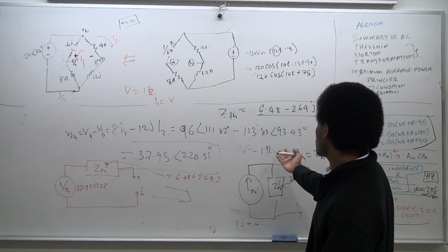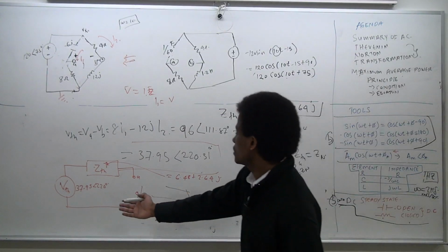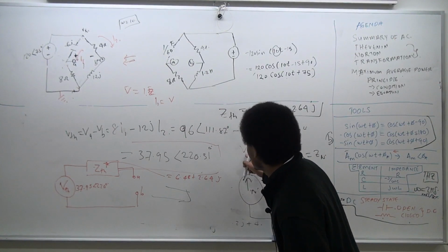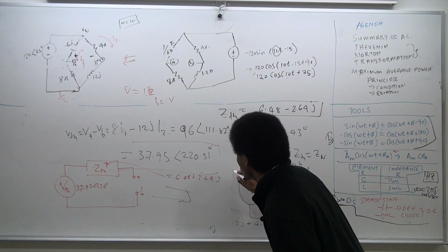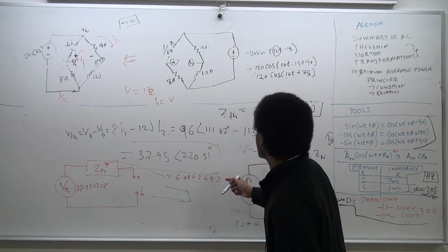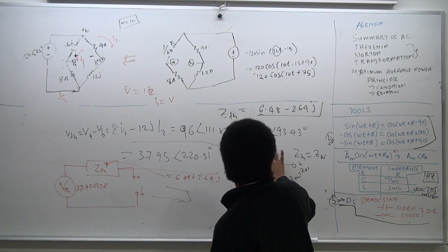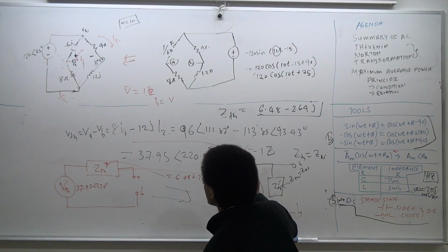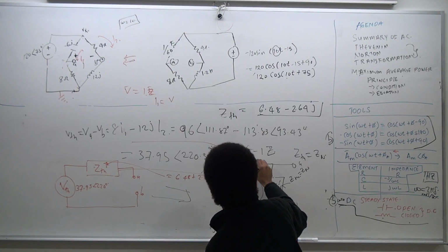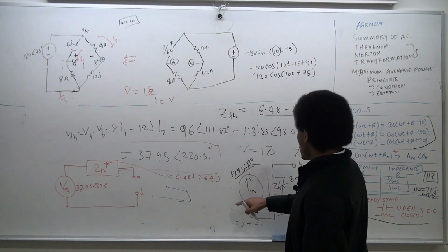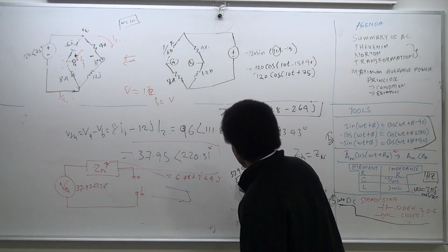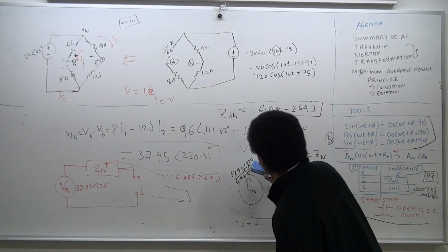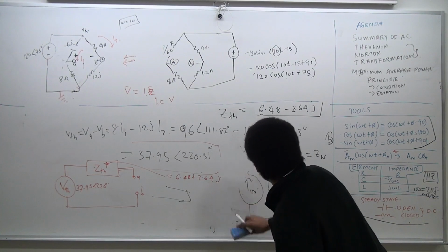Norton? You guys tell me, because I just said it right now. What's I? What is this going to be equal to? It's going to equal V, 37.95 angle 220, divided by 6.48 plus 2.64j. Excellent. So you use even this Z. You're 100% right. So it's going to be 37.95 angle 220 divided by the Z, which was 6.48. This is going to look very bad on the camera. You'll have to just get rid of this.